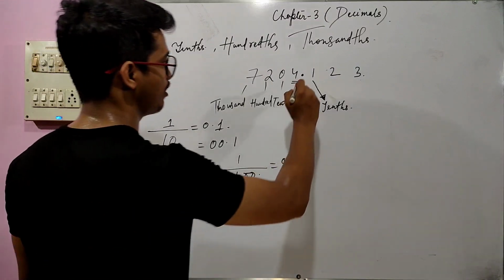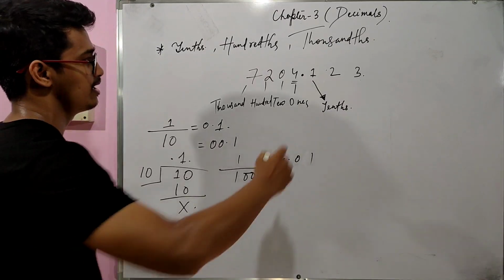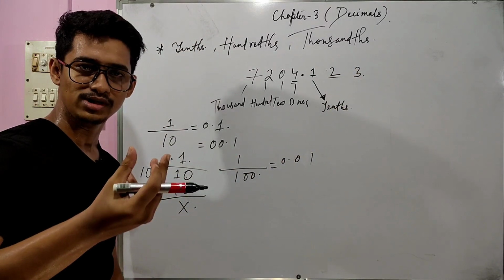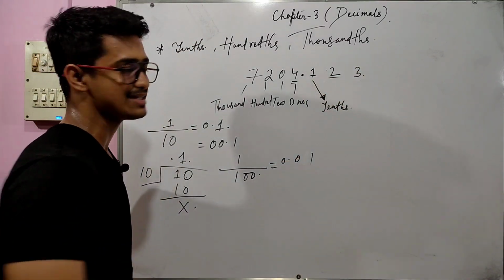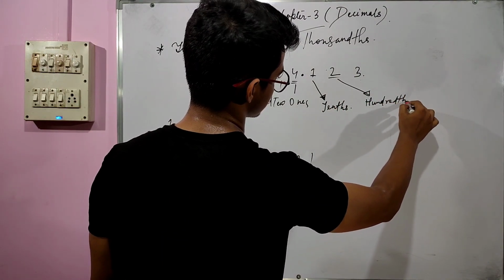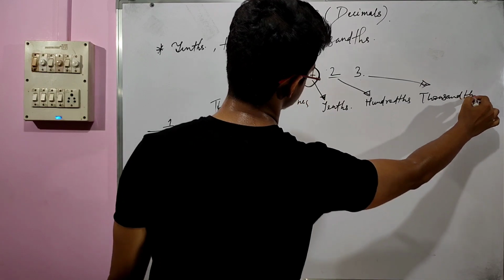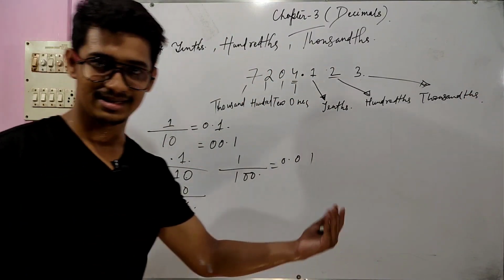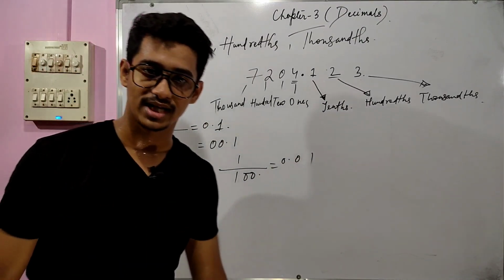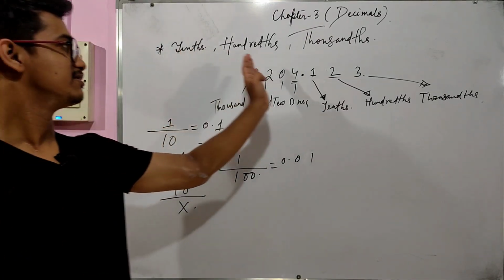So when only one number is there after the point, it shows the tenths place. The second position after the point holds the number 2. So 2 is nothing but hundredths, and 3 is nothing but thousandths. All right, thousandths. So these things are relevant to the base 10 system. What do you mean by base 10 system? Where the denominator of the number is 10, or multiples of 10. So that is the concept of tenths, hundredths and thousandths.